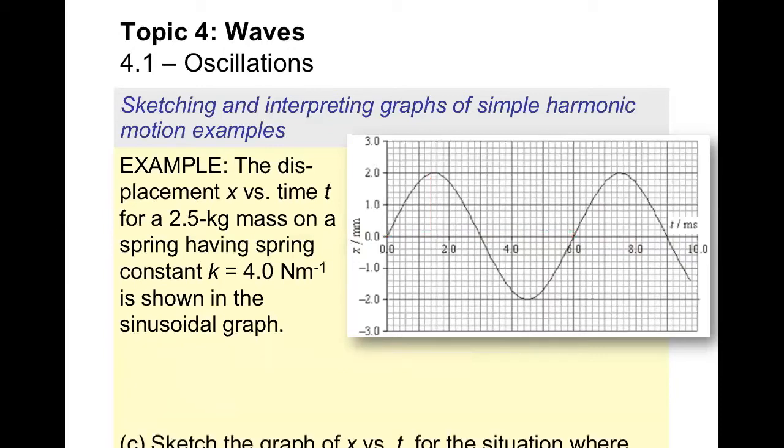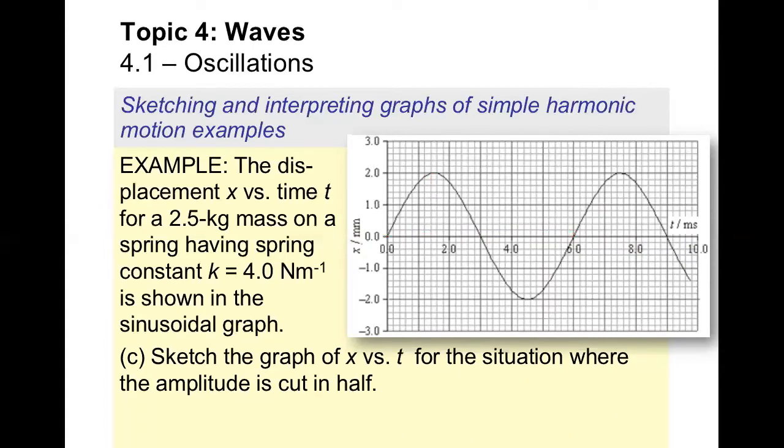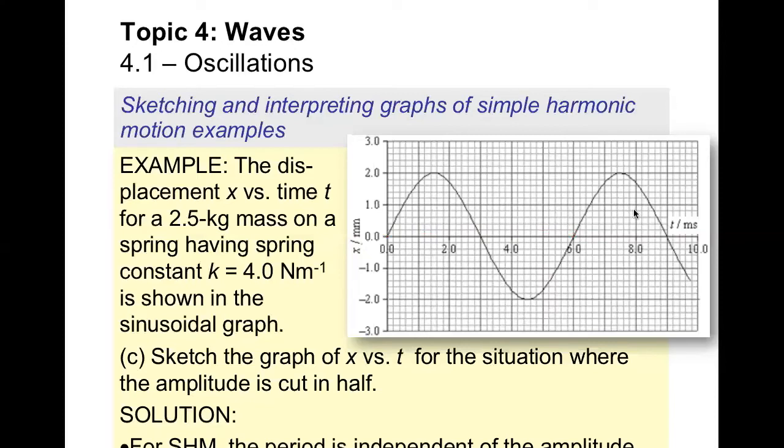Let's proceed. Sketch the graph of position versus time for the situation where the amplitude is cut in half. Again, the amplitude is cut in half, but you know that the period is independent of the amplitude. This is what I said in the main characteristics of simple harmonic motion. So if the amplitude is cut in half, the period will still be 6 milliseconds. We can draw this as the red wave, which means that from 2 millimeters, it became 1 millimeter, but the period is still 6 milliseconds.